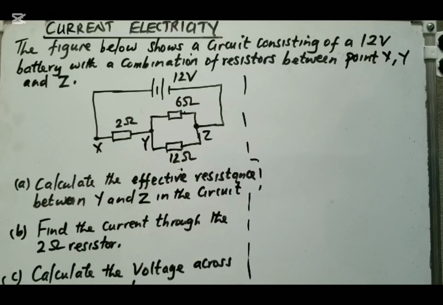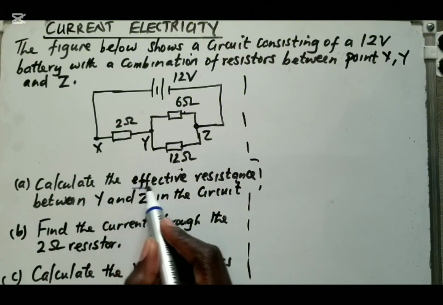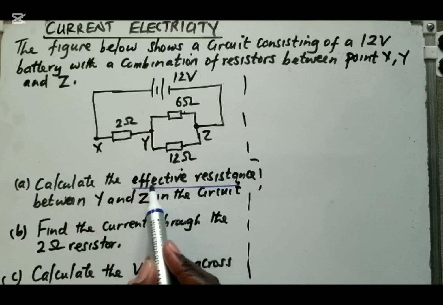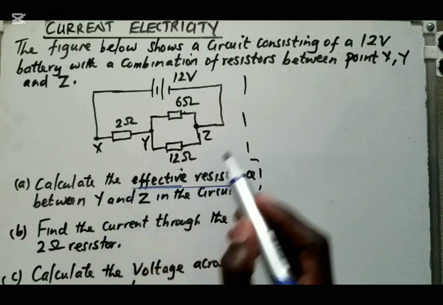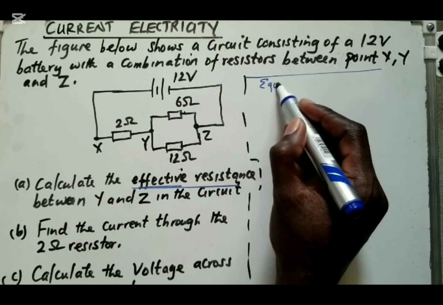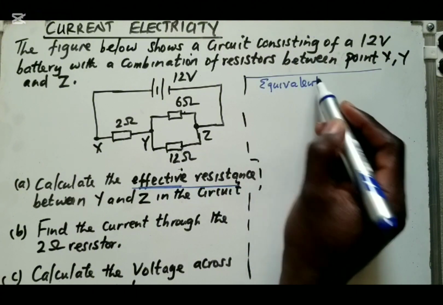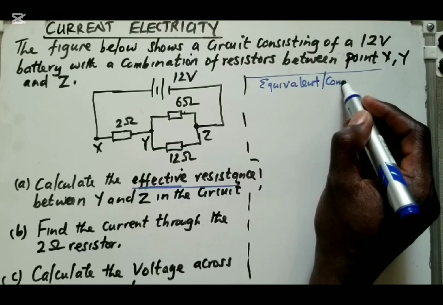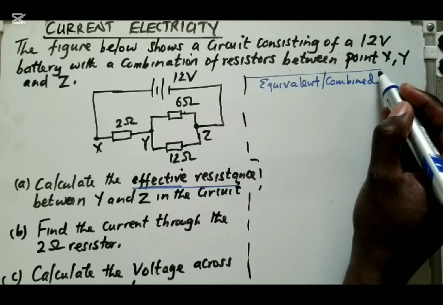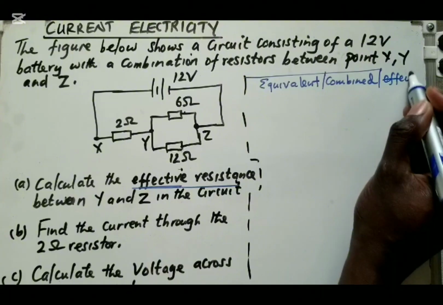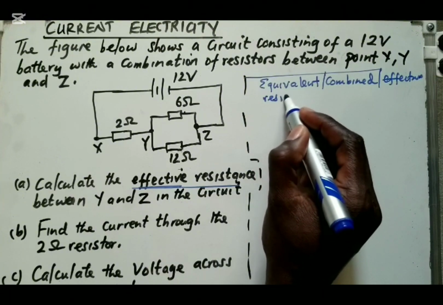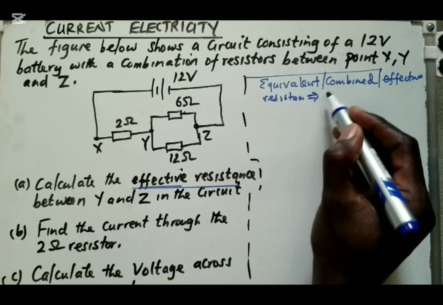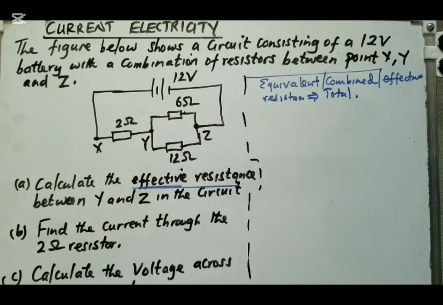Now, of course, the question says to calculate the effective resistance. So they want you to find the effective resistance. When they use the word effective resistance, they can also use the word equivalent resistance, or they can use combined resistance. Whenever they use such words, it simply means they want you to find the total resistance between the points that they have actually told you.